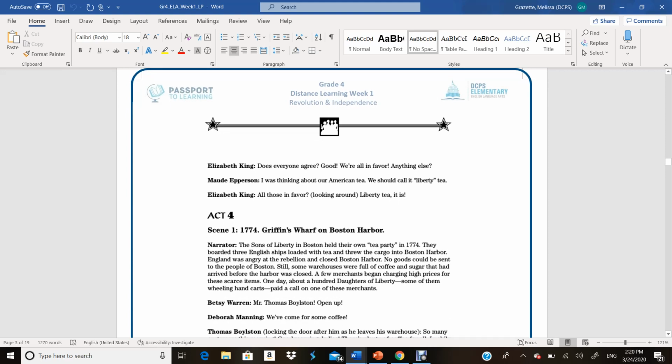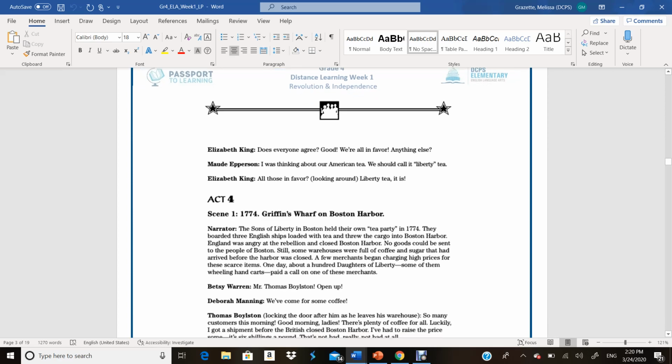Anything else? Maud Epperson, I was thinking about our American tea. We should call it Liberty Tea. Elizabeth King, all those in favor? Looking around. Liberty Tea it is.